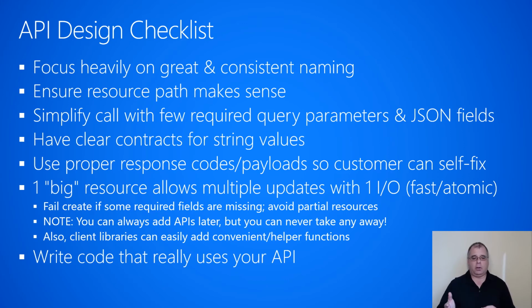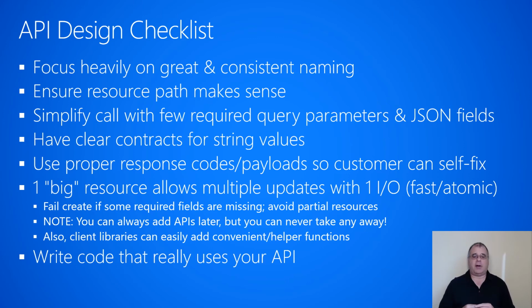Simplify a call with few required parameters and JSON fields. That is, you want the customer to be able to be successful with your API, doing the minimum amount of work necessary. So keep the path simple. Don't require query parameters if you can avoid it. Require only the minimal set of properties in the JSON payload that's being sent, if you can get away with it.